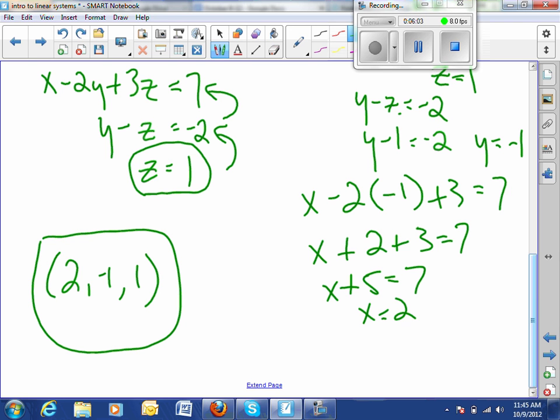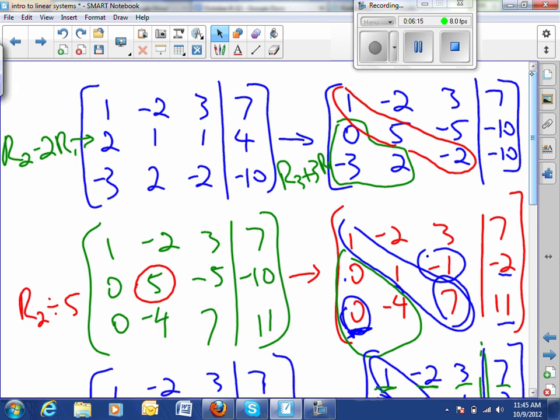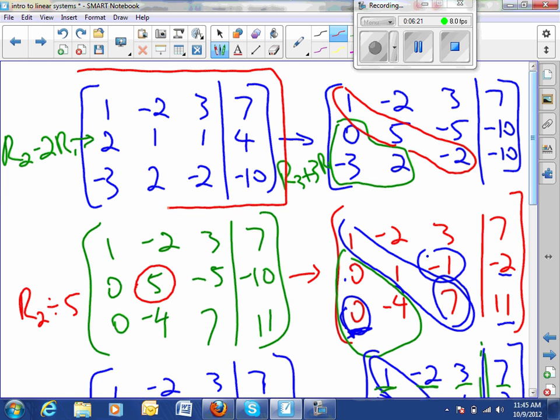And then, of course, we need to go back to the original system and make sure that this ordered triple satisfies all of our original equations. So 2, negative 1, 1. Let's go back to the original system here. It's in this top left corner. And we need to make sure the solution satisfies all three of the equations here.